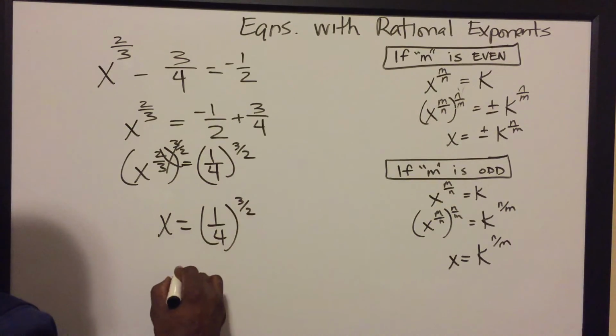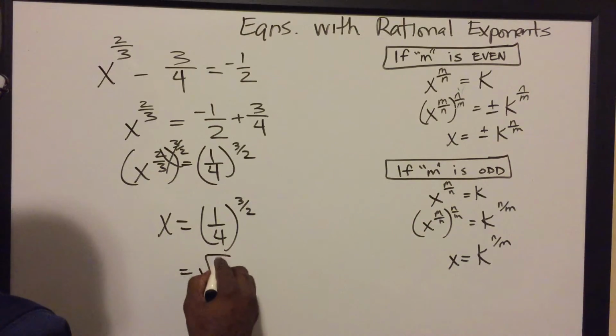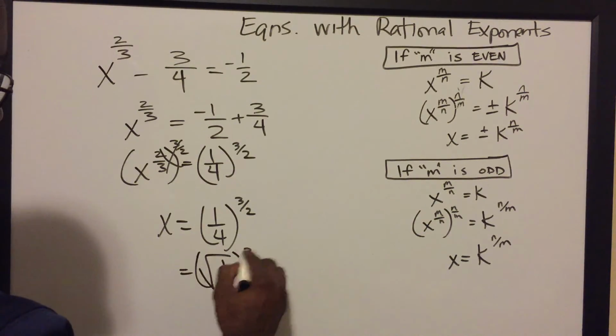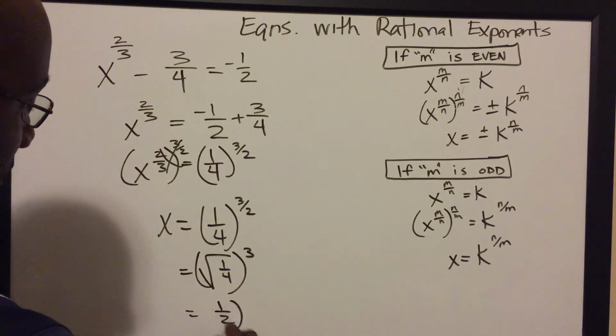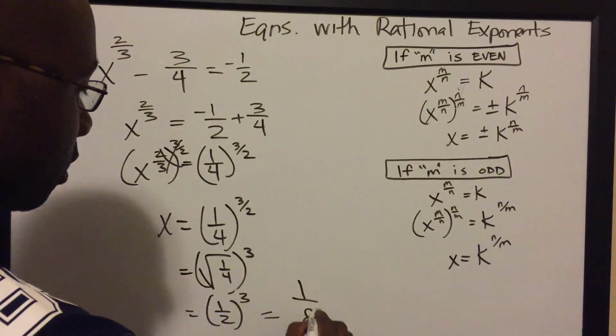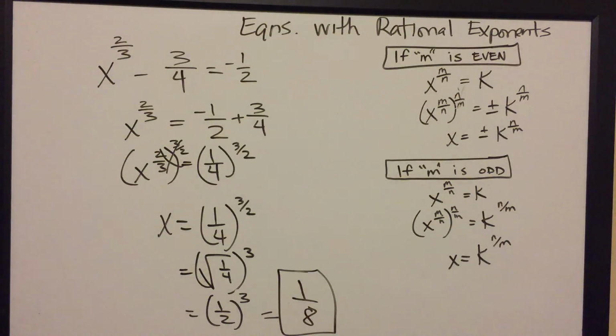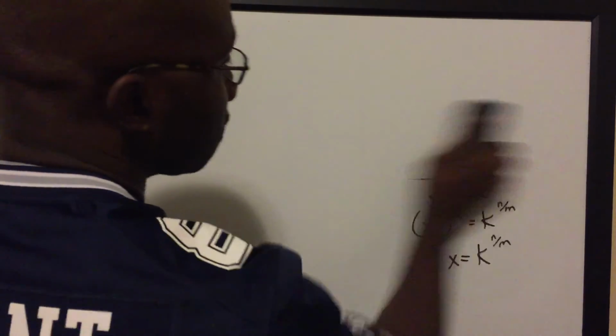The square root. So square root of 1/4 cubed. What's that? Square root of 1/4 is 1/2. So 1/2 cubed. Sorry, not squared, but cubed. And 1/2 cubed is 1/8. And that is our final answer there, 1/8. Alrighty. And that concludes section 1.6.